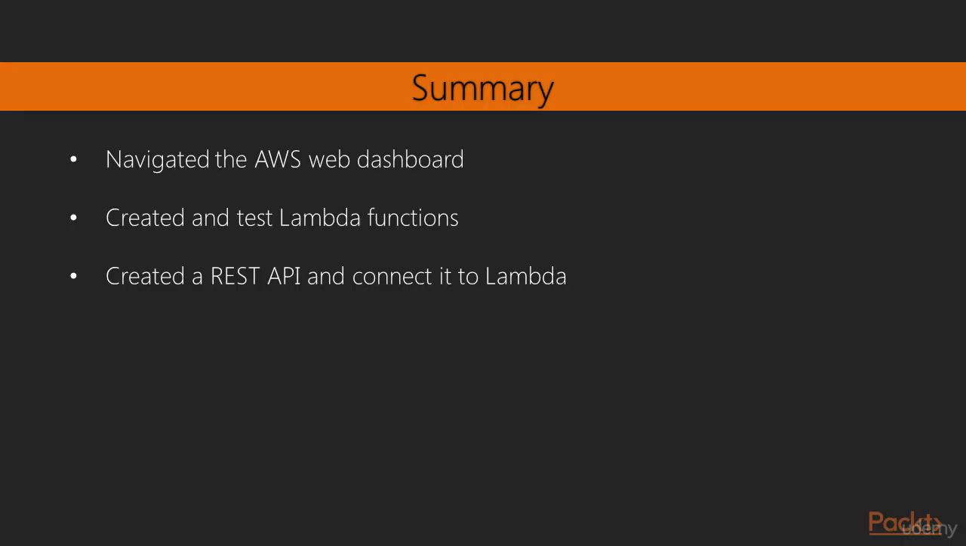In this section we learned a couple of things. How to navigate the AWS web dashboard, the management console. We created and tested our first Lambda function. And then we created a REST API and we connected it to Lambda, then we invoked the API and through the API we invoked our Lambda function.